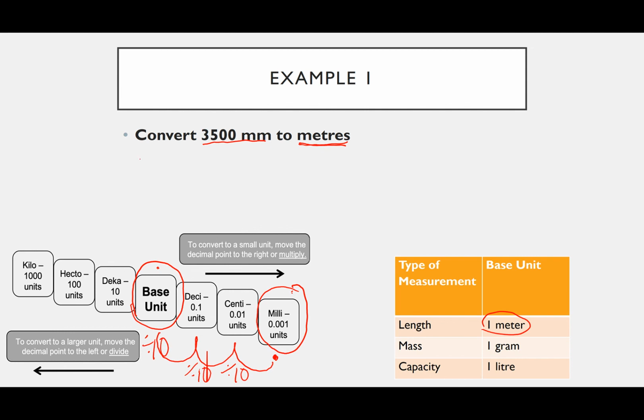So let's write this out. 3,500 millimeters. We're going to put a decimal here and a 0 after. We're going to move our decimal place over 1, 2, 3 times. So now our answer will look like 3.5 meters.